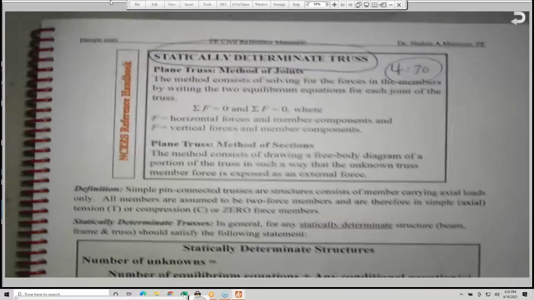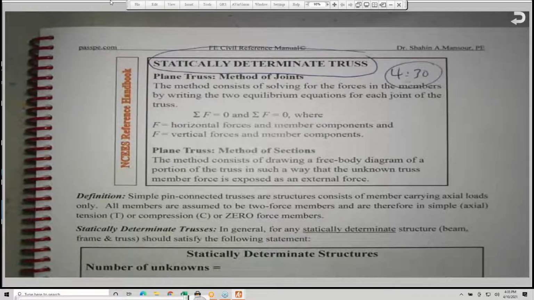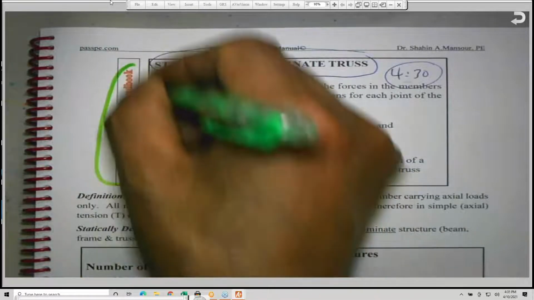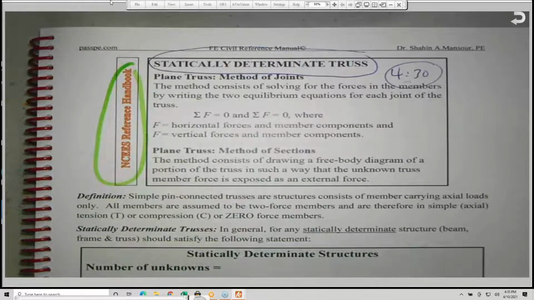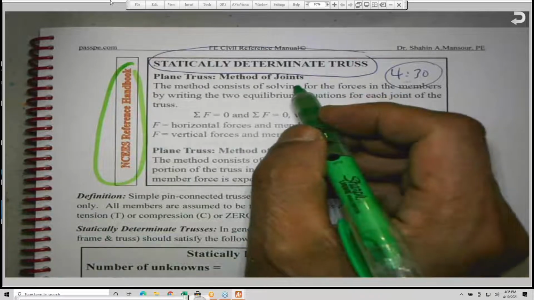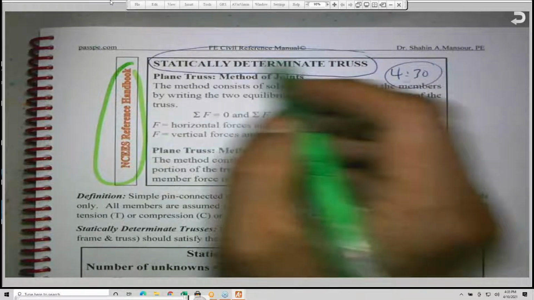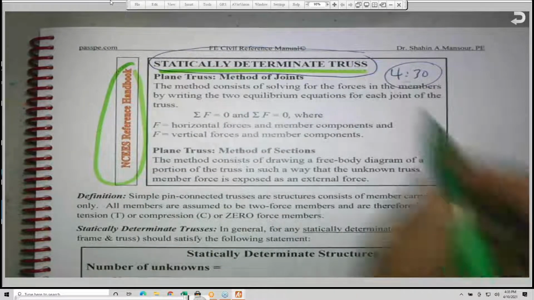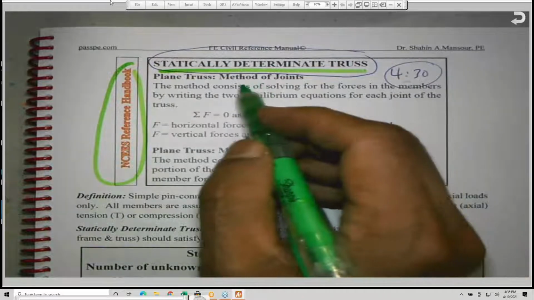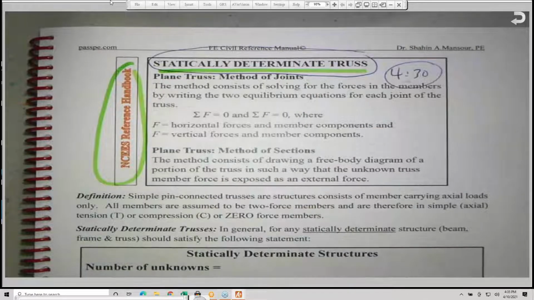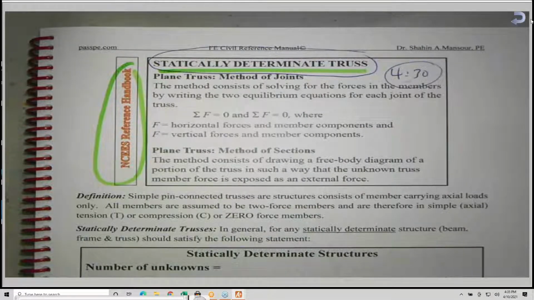So if you look at the FE7 NCEES reference handbook, which is the only reference that you're going to see on the exam, the section in the statics portion related to trusses is listed under statically determinate truss. This is a section from the FE.